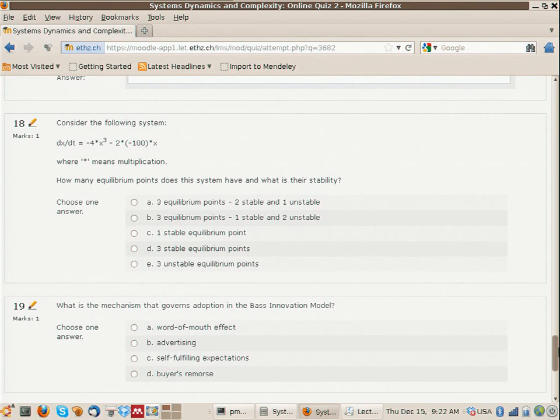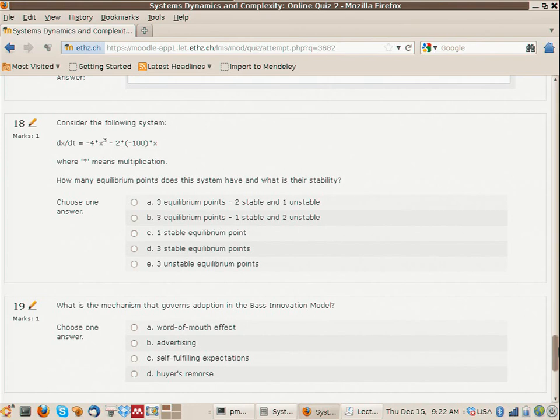We increase X a little bit. What happens? The derivative is negative here, so we should go back. So that's a stable point. Oh no, is that true? Oh, wait a second. No.